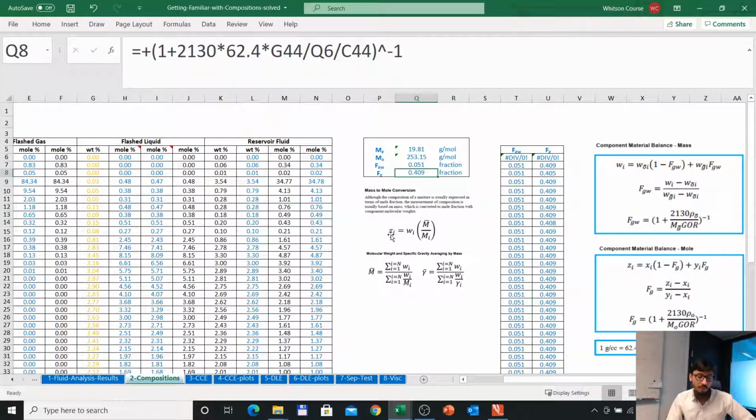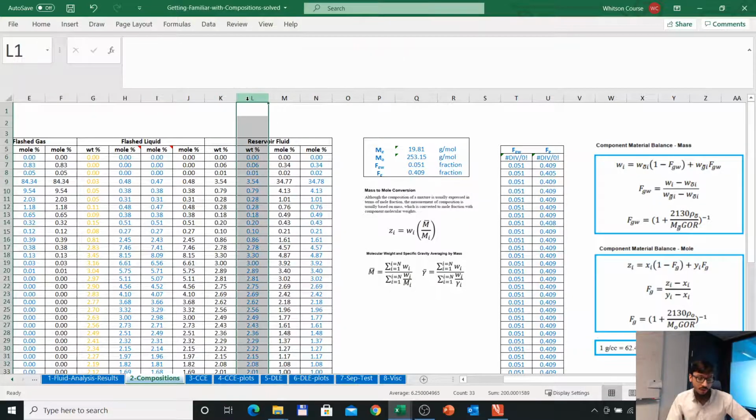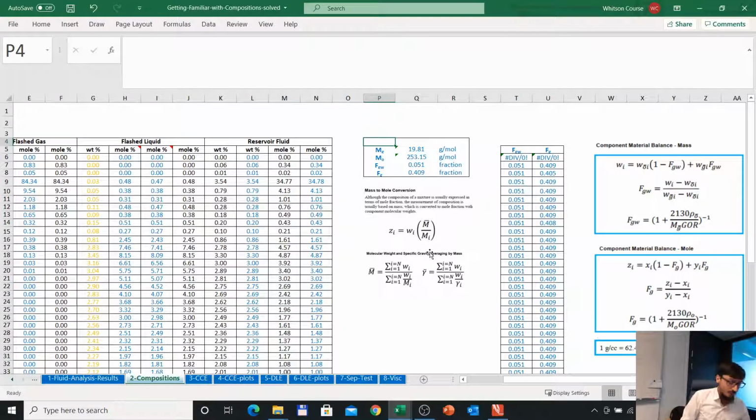The other way of doing it is that you first calculate the average molecular weight of the reservoir fluid, the same way as we have done here using this formula, because we have the composition on a mass basis and we have the individual component molecular weights. So you calculate an average molecular weight of the total fluid and then apply this equation to convert the mass basis to mole percentage. If you are interested, we can do that exercise very quickly.